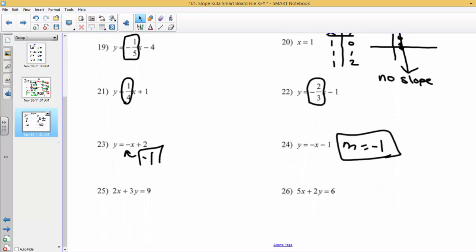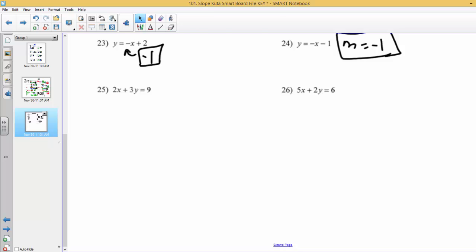All right, then these are the fun ones, the last two. So, as you can see in 25, this is not in y equals mx plus b, so we need to get it there. We need to get the y completely alone. So the first thing to move, to get rid of, is the 2x. So we're just going to move that to this side. X's don't go with numbers. They are not like terms. So the 2x stays alone, and then the 9 stays alone.